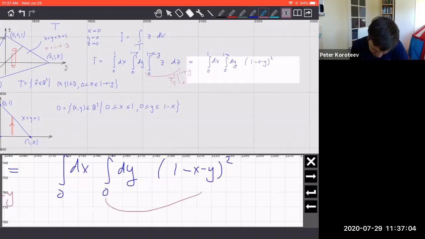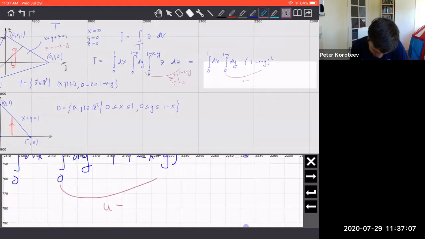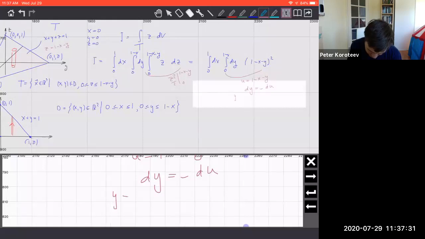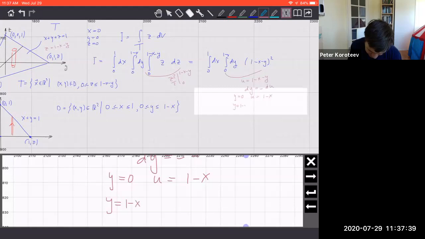Now let's do this integral. We can denote u to be equal to 1 minus x minus y. Then du is equal to minus dy, so dy is equal to minus du. And when y is equal to 0, u is equal to 1 minus x. And when y is equal to 1 minus x, u is equal to 0.